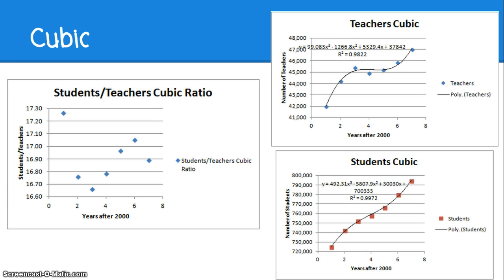The cubic graph is the best graph to represent the data in Colorado. This is the only graph that reaches the ideal ratio of 15:1.